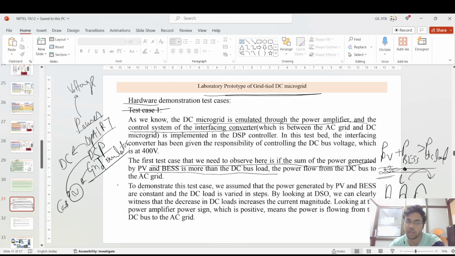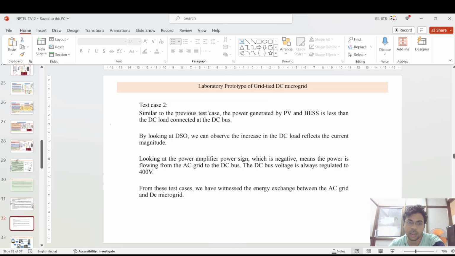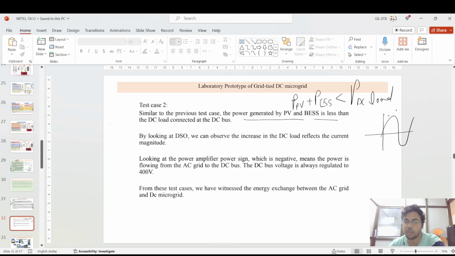So this is one behavior of the system. If the generation is more and the load is less, then the extra power is fed to the grid, and the current magnitude will increase. The second test case is such that you have a similar power generated by the PV and the BESS, but the power generated by the PV plus battery energy storage system is less than the P DC load. In this situation, the extra power is taken from the grid to maintain the DC link voltage. In this situation, your current will drop down on the grid side.